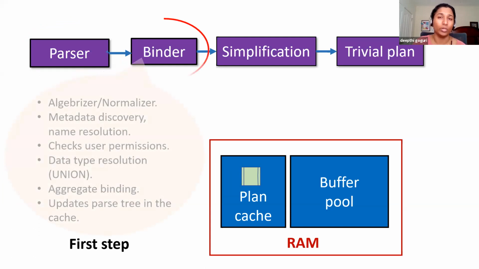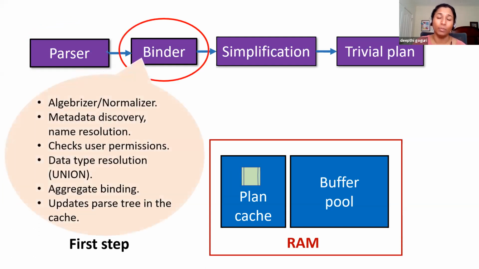Once the query has now reached the binder component, the binder component will go ahead and validate the objects, like whether your tables and columns are valid or not. Parser will just parse for the syntactical errors, but the binder is the one which will validate the objects. Binder is also known as algebraizer or normalizer. And at the binder component, check user permissions happens, like whether the user who is running the query has enough permissions to those objects or not. Those kinds of things are checked here.